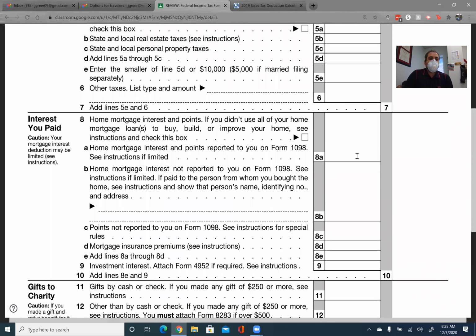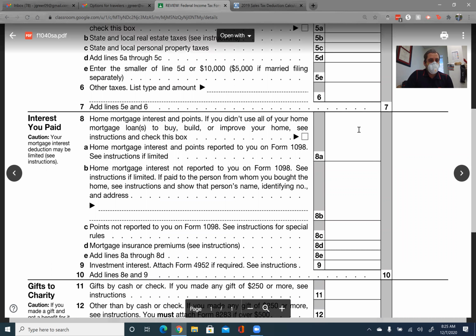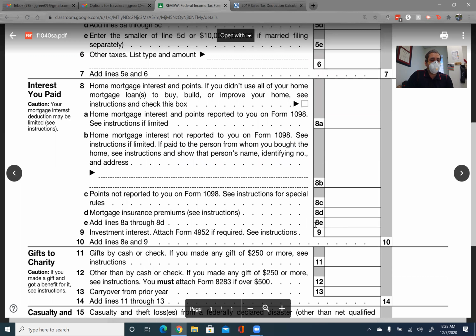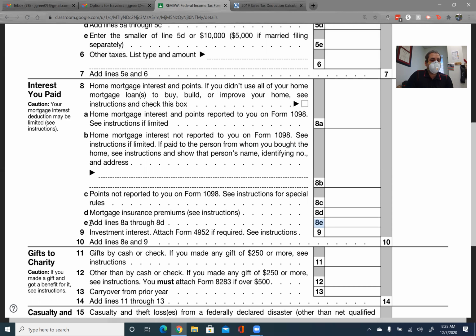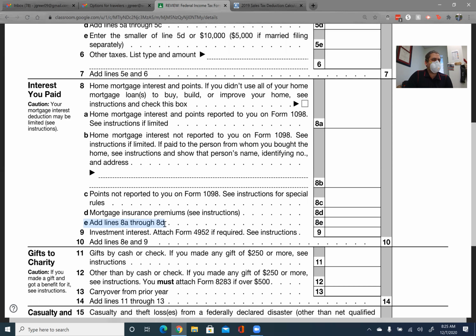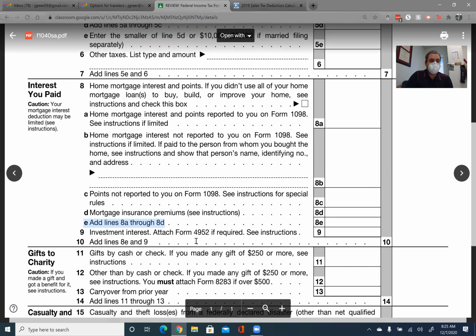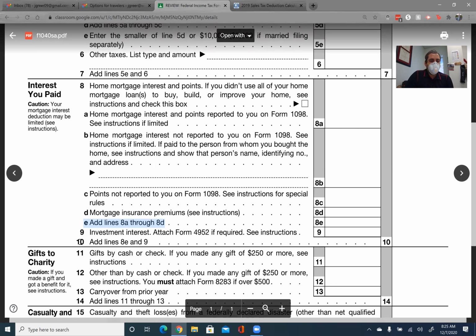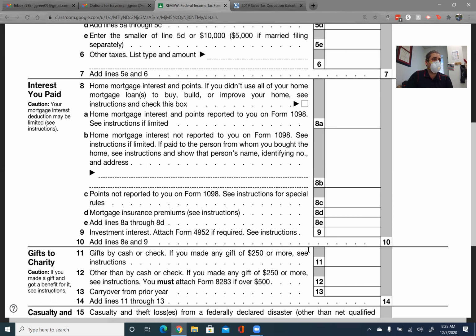So you put your mortgage interest here, and then all you have to do is take that mortgage interest and bring it down to 8E, because 8E says add lines 8A through 8D. Yeah, you've got to really look at this stuff, right? And then line 10 just says add them together. We're not going to have anything in line 9. That's going to be a goose egg.